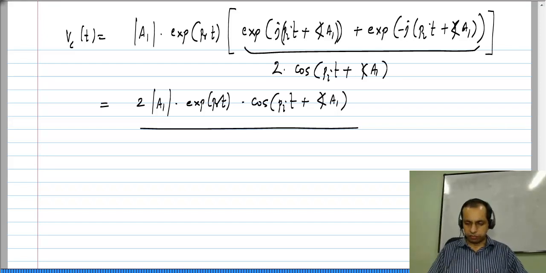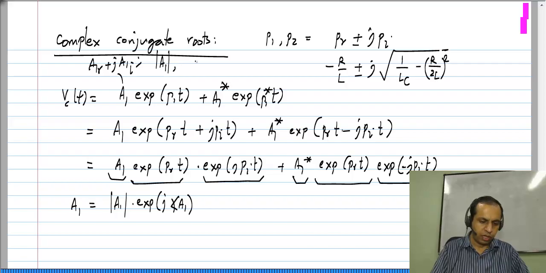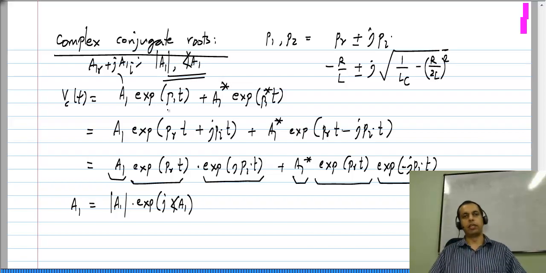So again you have 2 constants. Originally we had A1 and A2. Now we have A1 and A1 conjugate, but A1 itself has the real and imaginary part, A1R and jA1I, or the magnitude and the angle. You can represent that in any way you want, but finally you will have 2 equations from 2 initial conditions, and you can find these 2 numbers.